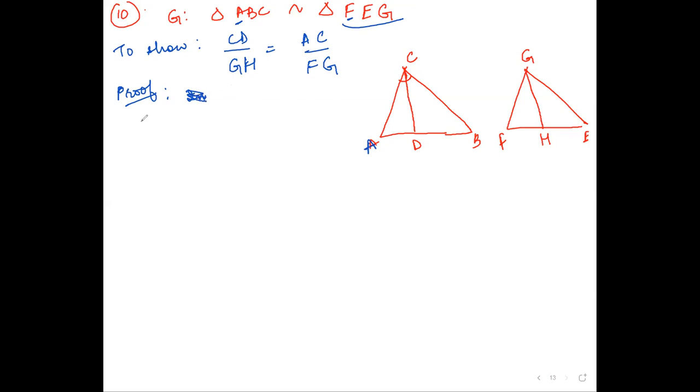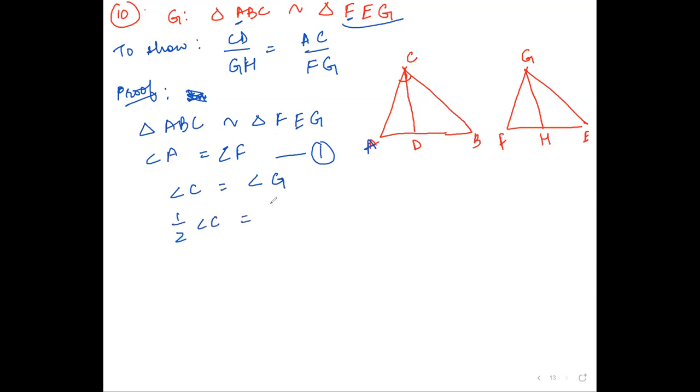First of all, since it is given that triangle ABC is similar to triangle FEG, that means angle A is equal to angle F, as Rida was saying. Let me call it my result one. Angle C is equal to angle G, and half of angle C is equal to half of angle G. If I give them names, let's say this half angle is X and this half angle is Y, so angle X is equal to angle Y.